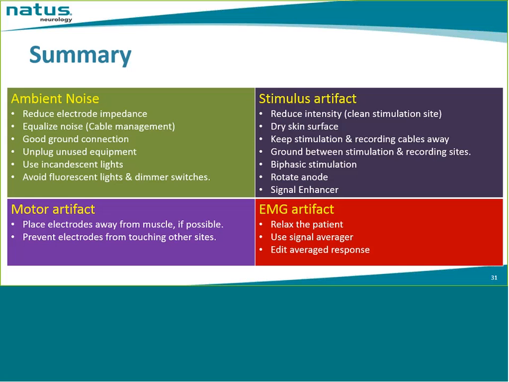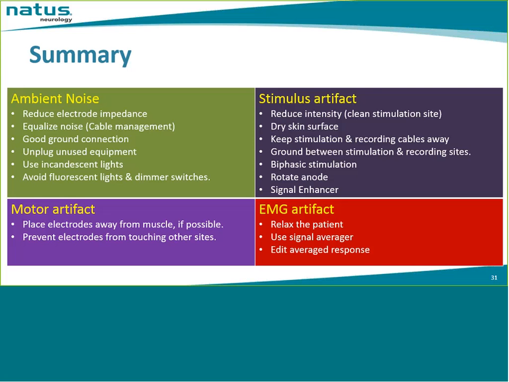We can rotate the anode to change the electrical field generated by the stimulator. Make sure the cathode does not change its position. Cathode should always be on top of the nerve. We can also use digital enhancement, the signal enhancer, which estimates the stimulus artifact and subtracts it from the response.